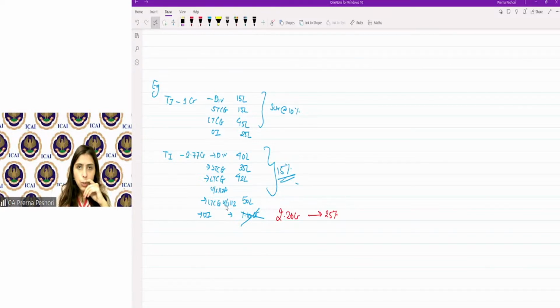Any other doubt? Any question? Yes or no? Any doubt? Any question? Surcharge is clear. Tax rate is clear. Okay. Yes or no?